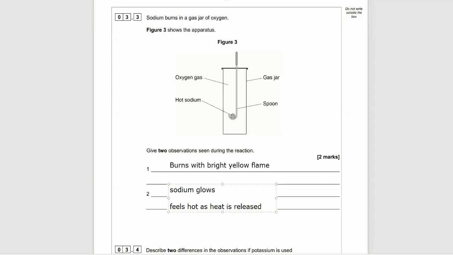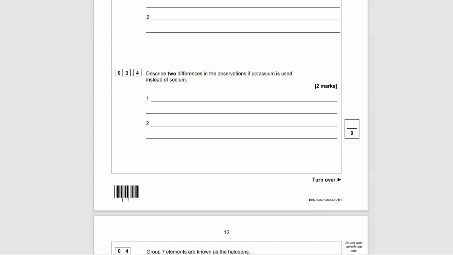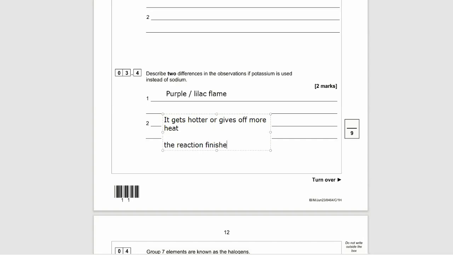Now, notice I've written 3 things. You would only give 2. Otherwise, in the exam, if you write something that's incorrect, they'll cross out one of your correct answers as well. So always, if they say, like here, describe 2 differences, only state 2 differences. If you write 3 and 1 is wrong, you're only going to get 1 mark. Okay? So purple flame is what you'd see with potassium, but also it would give off more heat as it would get even hotter. The reaction would also finish more quickly or faster.